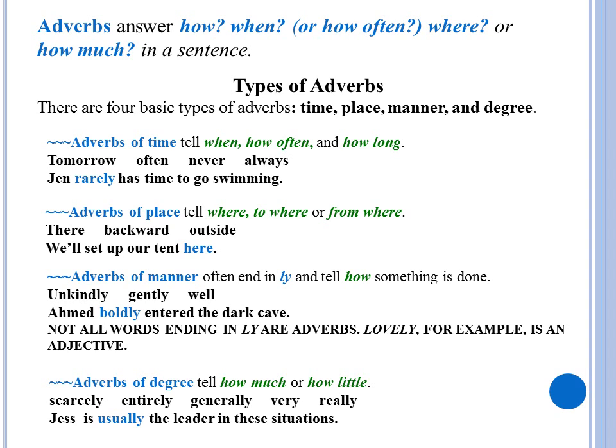Adverbs of manner often end in ly and tell how something is done. Unkindly, gently, or well. Notice that well does not end in ly. Not all words ending in ly are adverbs. For example, the word lovely is an adjective. Adverbs of degree tell how much or how little. For example, scarcely, entirely, generally, very, really.